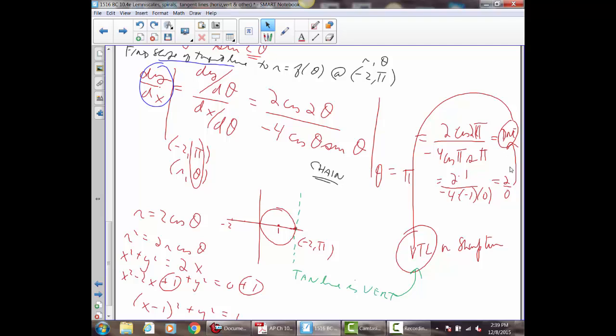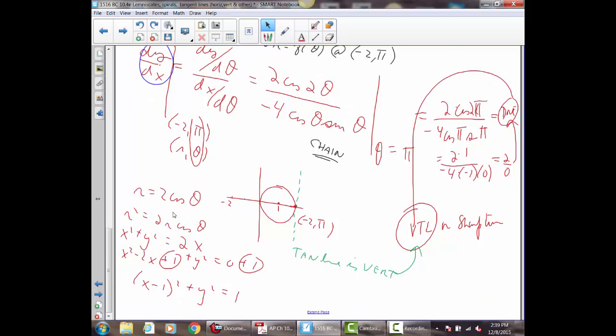So at pi, we end up with our slope of our tangent line does not exist, which means it's a vertical tangent line or a sharp turn. If we were to look at the actual equation they gave us, and you should know by now that it is a circle symmetric with respect to the horizontal axis, tangent to the vertical axis, and the radius is 1, which is half of 2, the diameter is 2. So it would look like this, or you could put it in rectangular form, and you will see that we have a vertical tangent line at negative 2 pi.